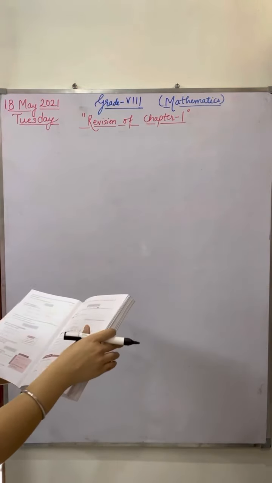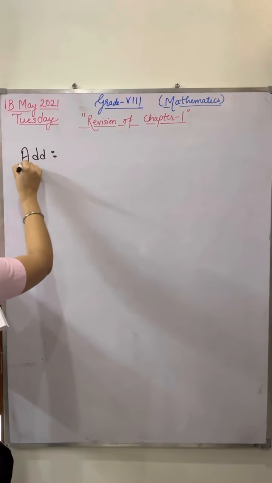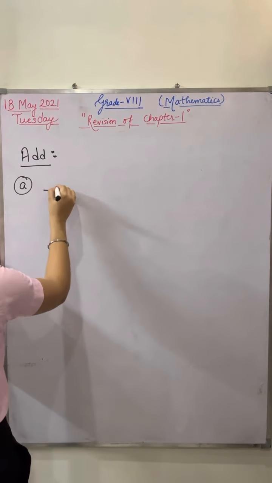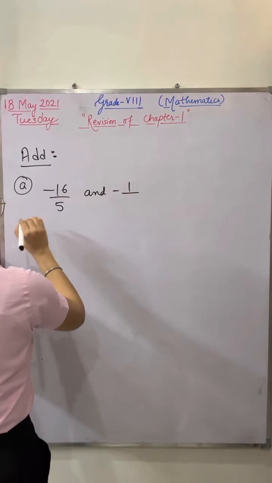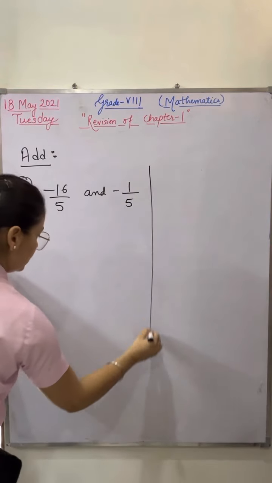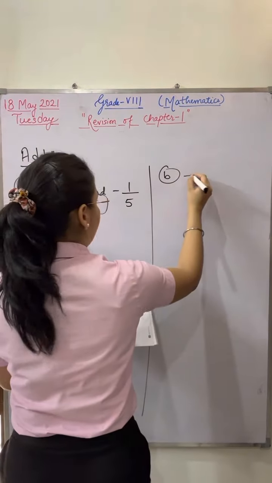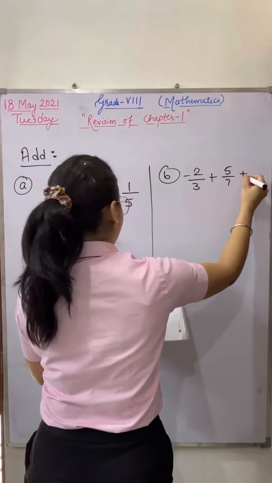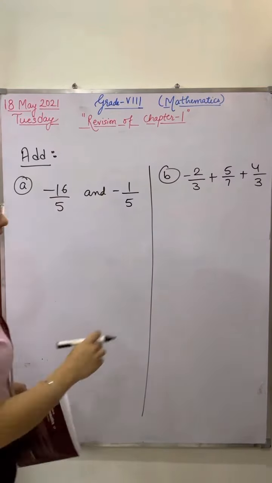So now your first question I am giving you. Everyone, first of all tell me how we can add these. I am writing the first part: minus 16 upon 5 and minus 1 upon 5. Do this part. And for the B part I am giving minus 2 upon 3 plus 5 upon 7 plus 4 upon 3. These two parts everyone has to solve.